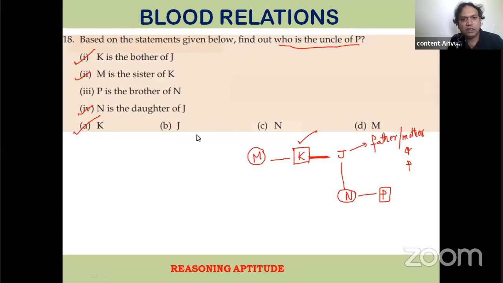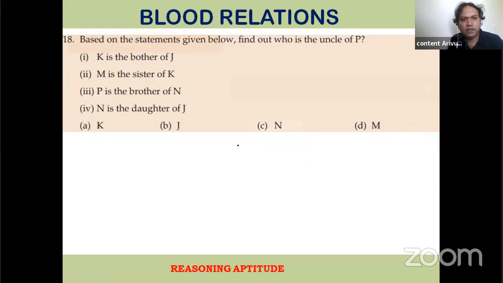Meghanathan, just focus once and see if there's any doubt, please tell me. First of all, start from the first statement. K is brother of J. K is the brother means K is a male. Whose brother? J's brother. Do we know whether J is a male or female? No, we don't know. So leave it like that. Don't worry about it.